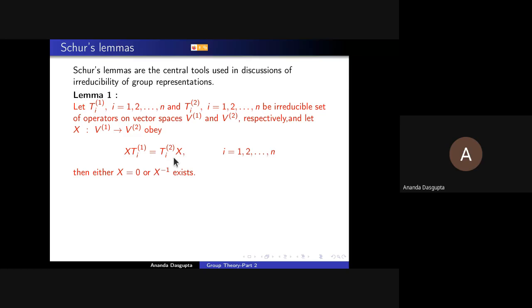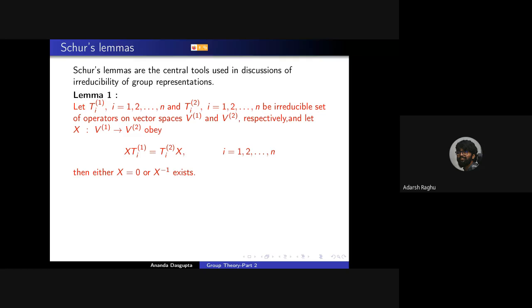I'm not saying X is unique at all, because it's not, right? X is 0 will definitely work, and there are many non-singular X's for which this will work. X is not unique in any sense, but if X obeys this, then X has to be either 0 or invertible. That's all the lemma says.